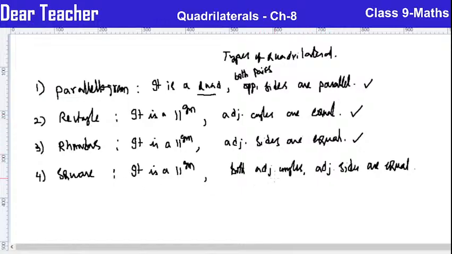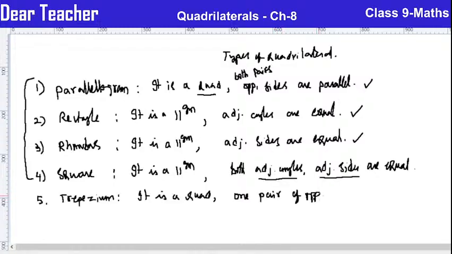In a trapezium, only one pair of sides is parallel. If both pairs are parallel, then it is a parallelogram. If one pair is parallel, then it is a trapezium. So then only one thing is left, the kite.